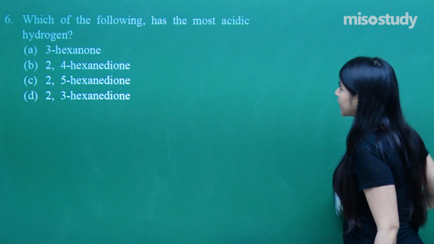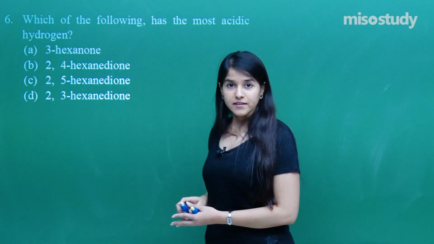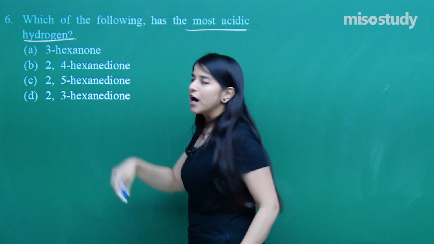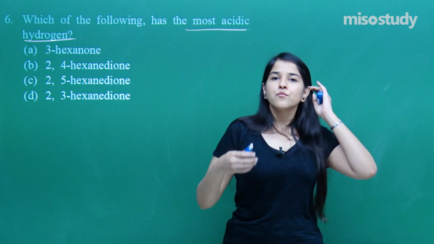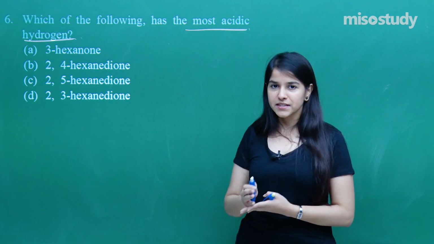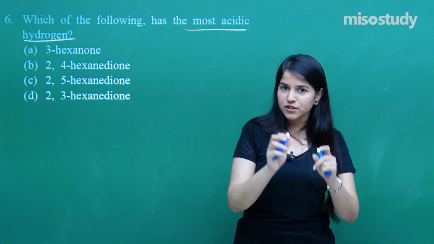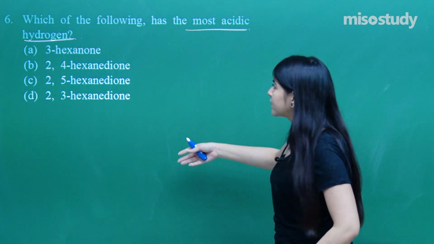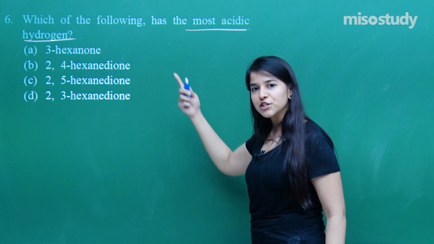I need to find out the most acidic hydrogen. How do we count the most acidity? That means the hydrogen that has been attached with the electron withdrawing group. So what do we have here? Let's draw the structures for each one of them.